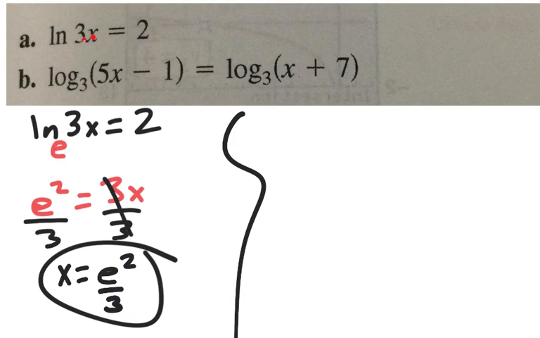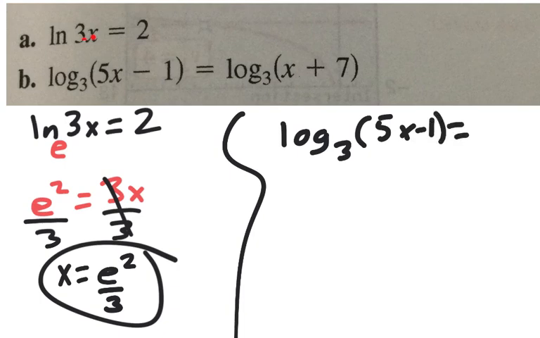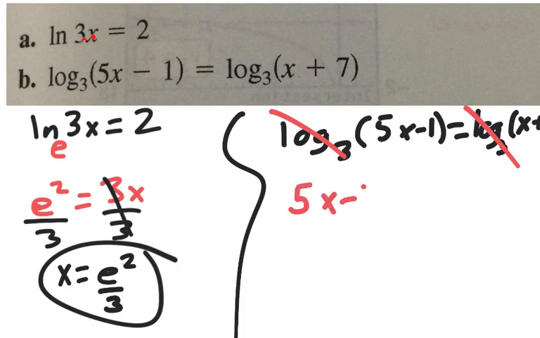Okay, B part. Now what's happening on B part? I have a logarithm on both sides of my equation. Now is the logarithm the only thing on both sides of the equation? It is. You see there's no constants on the outside. There's nothing being multiplied in front of the logarithms. They are isolated logarithms on both sides. And the logarithms have the same base. They both have a base of 3. That means we can drop the logs because they're the only thing on each side and they have the same base. So that tells me the arguments must be equal.